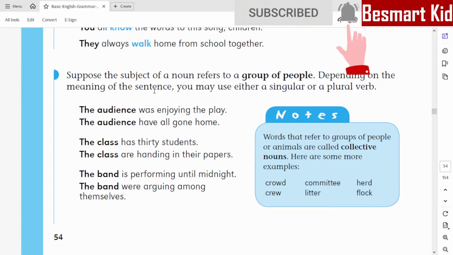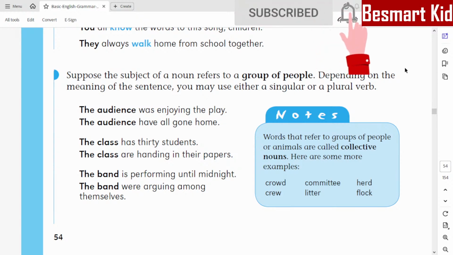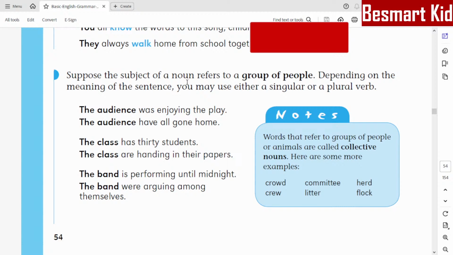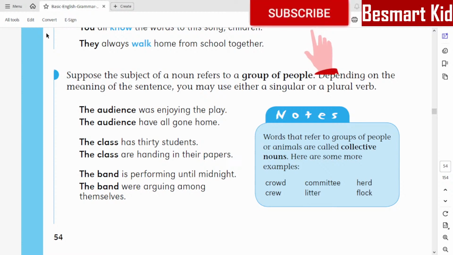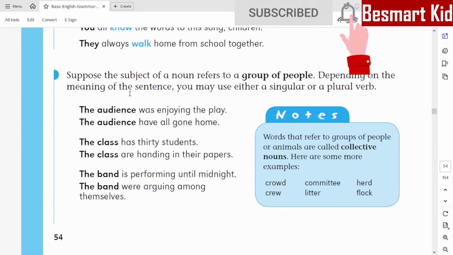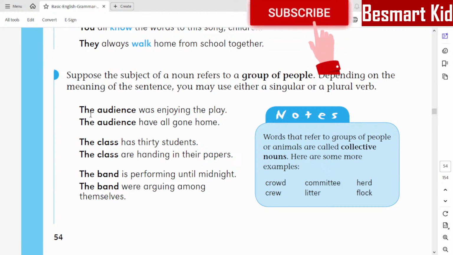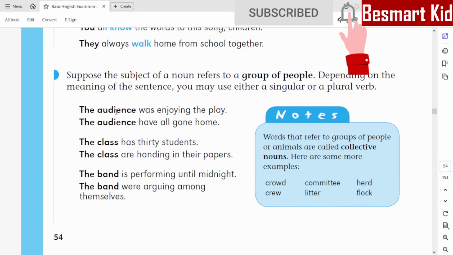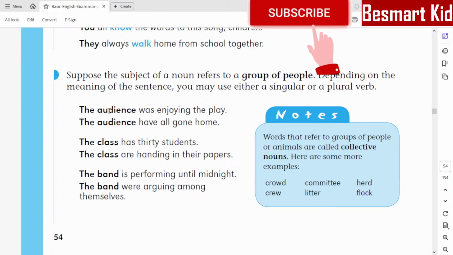Suppose the subject of a noun refers to a group of people. Depending on the meaning of the sentence, you may use either a singular or a plural verb. We have examples, and here I see there are two sentences and every bolded word. So here let's start. The audience was enjoying the play.